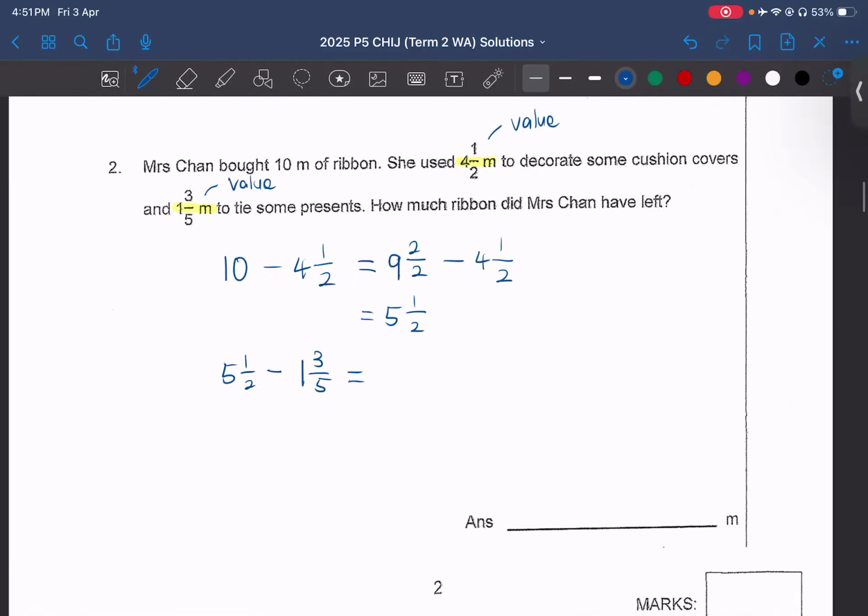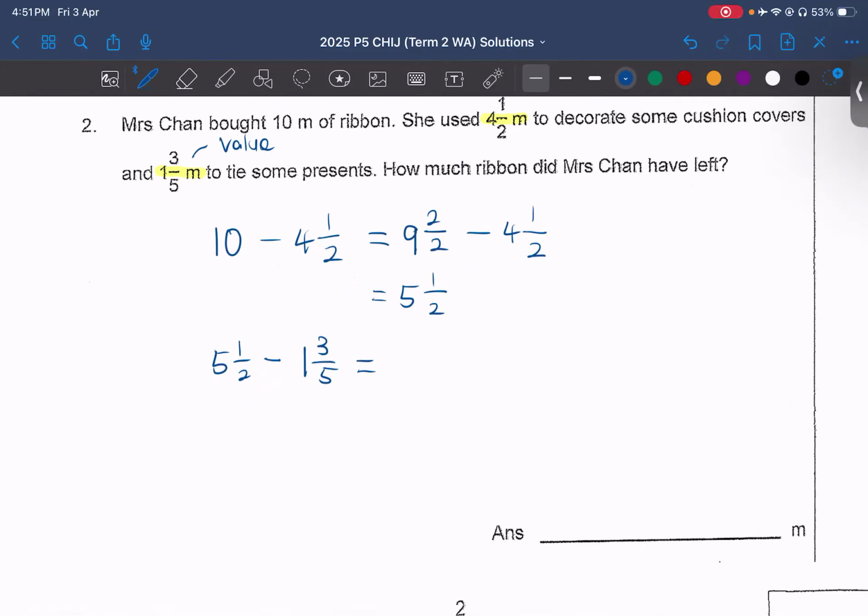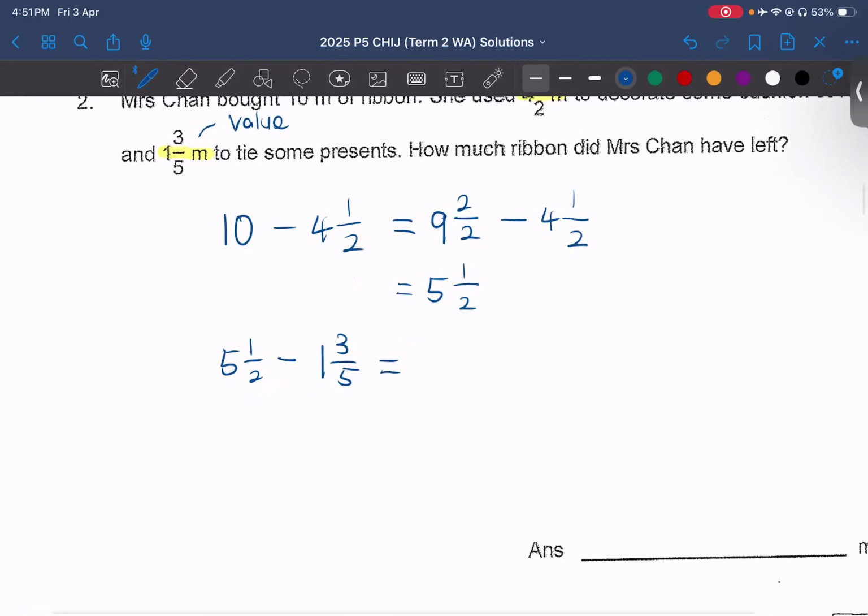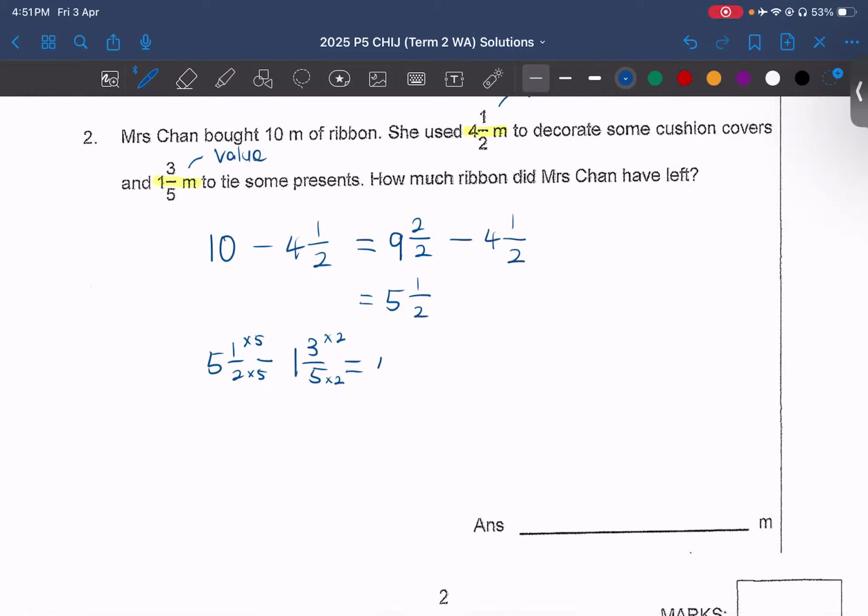The denominators are 2 and 5. The lowest common multiple of 2 and 5 is 10. So for this 5.5, we need to multiply by 5 to both numerator and denominator. And for this 3/5, we need to multiply by 2 to both numerator and denominator. So what we'll end up with is 5 and 5 over 10 minus 1 and 6 over 10. Once again, you realize that 5 over 10 cannot minus 6 over 10, so you need to borrow 1 whole from 5.